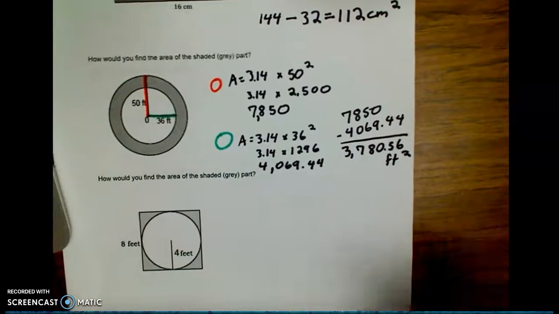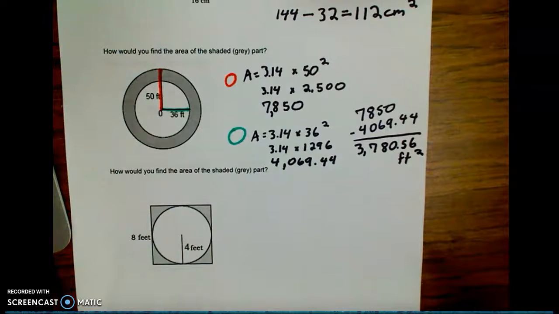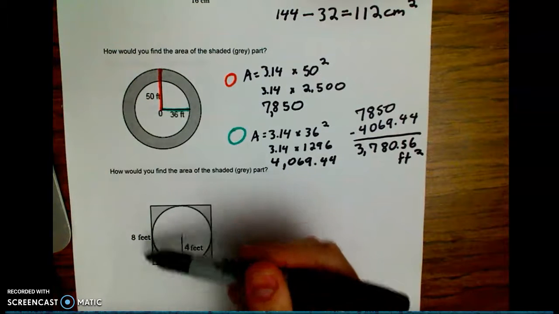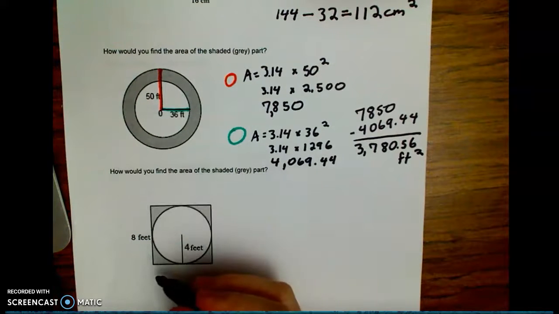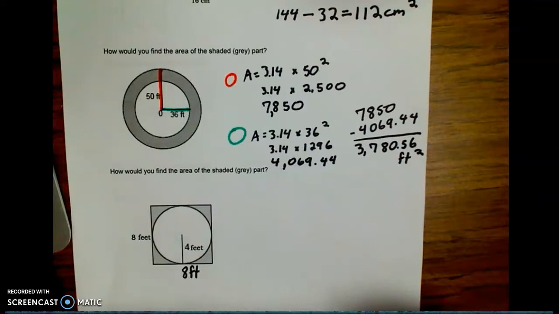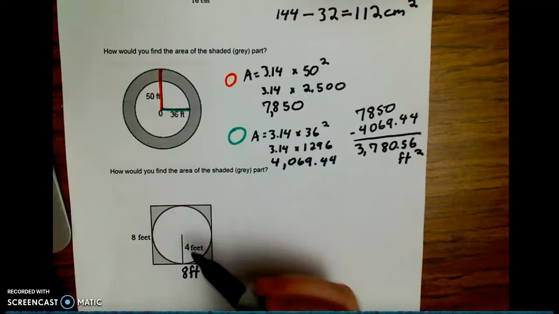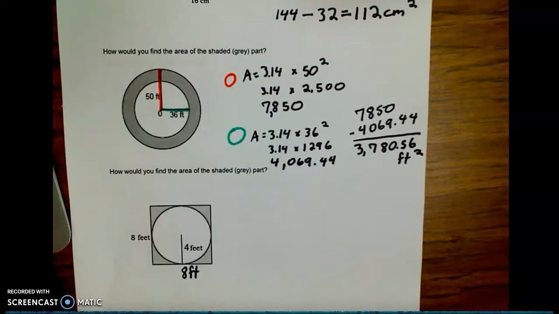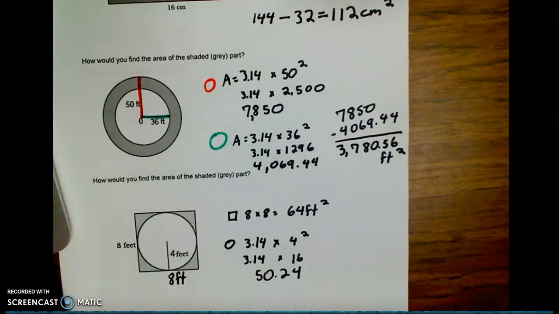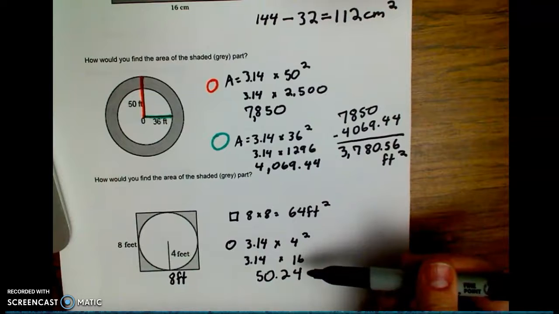Now, this next one, I think you're doing pretty good. Let's try it on your own. We have a square that is 8 feet. Because it's a square, yes, the other side is also 8 feet. 8 by 8 square with a circle inside. Find the area of just the gray side. Go. Again, we had to find the area of the square and the circle. Did you do it right?